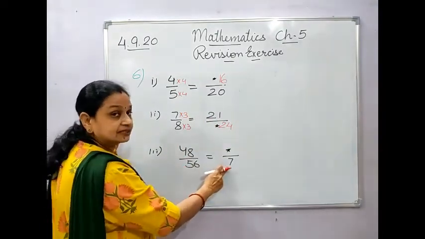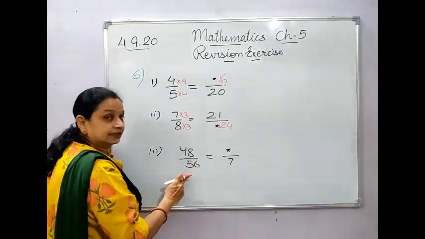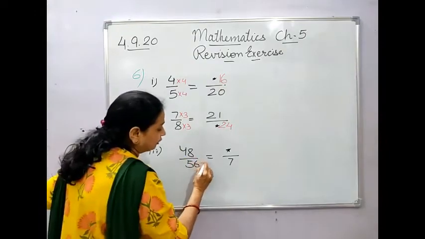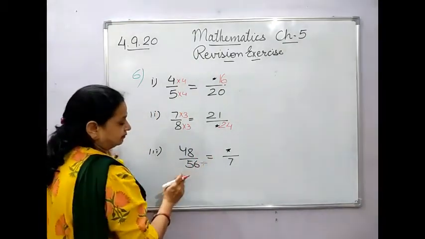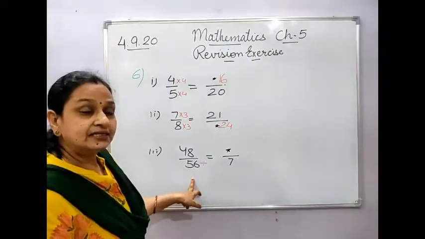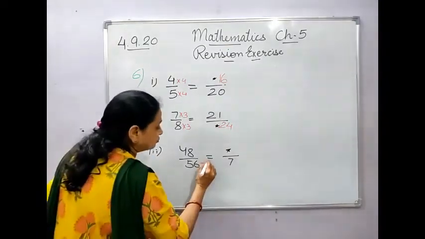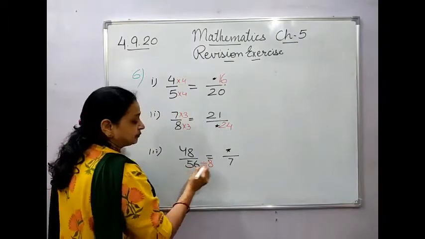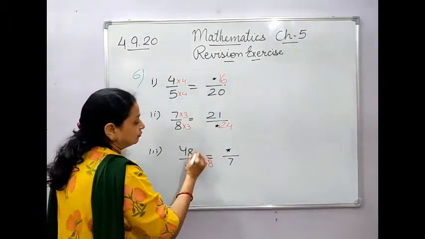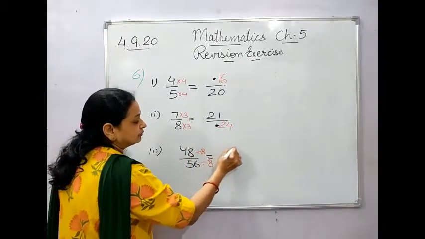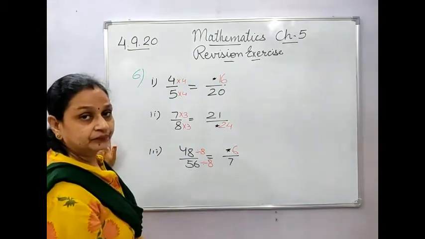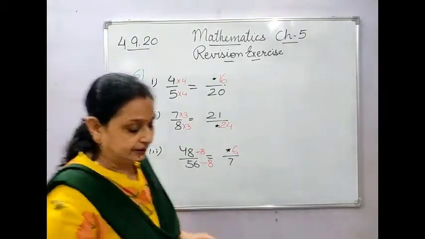Now see here, this is 48 and you have to find here. This is 56, this is 7. This is smaller than this. That means you have divided this. And with what you have divided? In the table of 7, where does 56 come? 7 8s are 56. That means you have divided 56 by 8 to get 7. So you will also divide this by 8. So it will be 8 6s are 48. Clear? Then the next one.